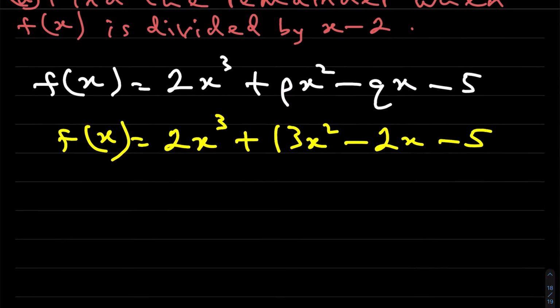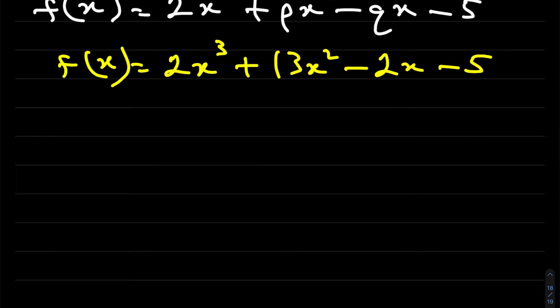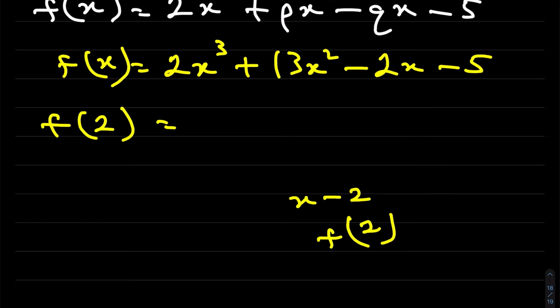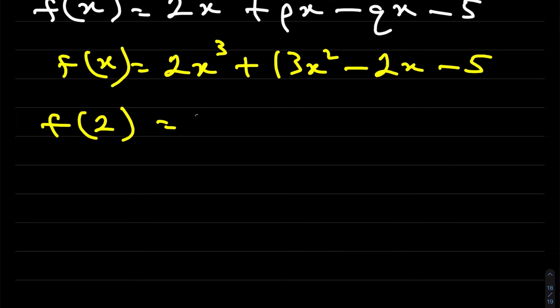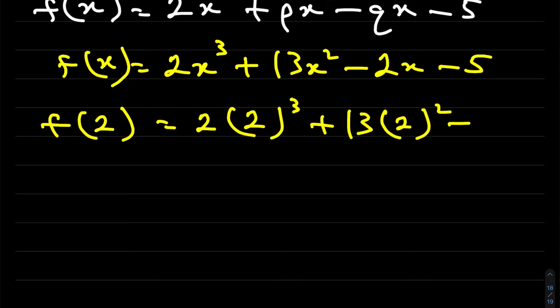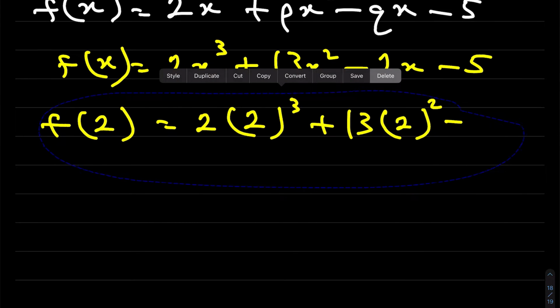Now, what's the remainder when it's divided by x minus 2? When f of x is divided by x minus 2, the remainder is f of 2. We are using the remainder theorem. Just say x minus 2 equals 0, and that means x equals 2. So the remainder will be f of 2. Now let me find f of 2. That space is not going to contain it, so I should write it on a single line.